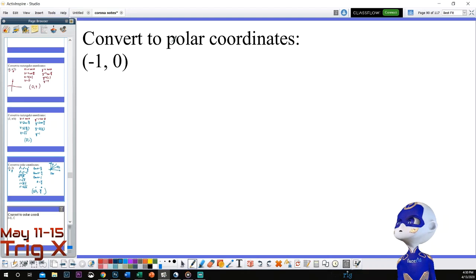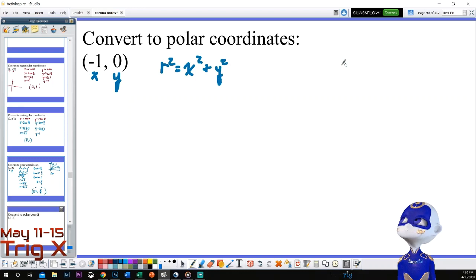Let's do another. Again, we're converting to polar coordinates, so that's your x value and y value. I have to figure out what r and theta equal. You go ahead, give it a pause, try it on your own, and then hit play when you're ready. Okay, here we go, kids.